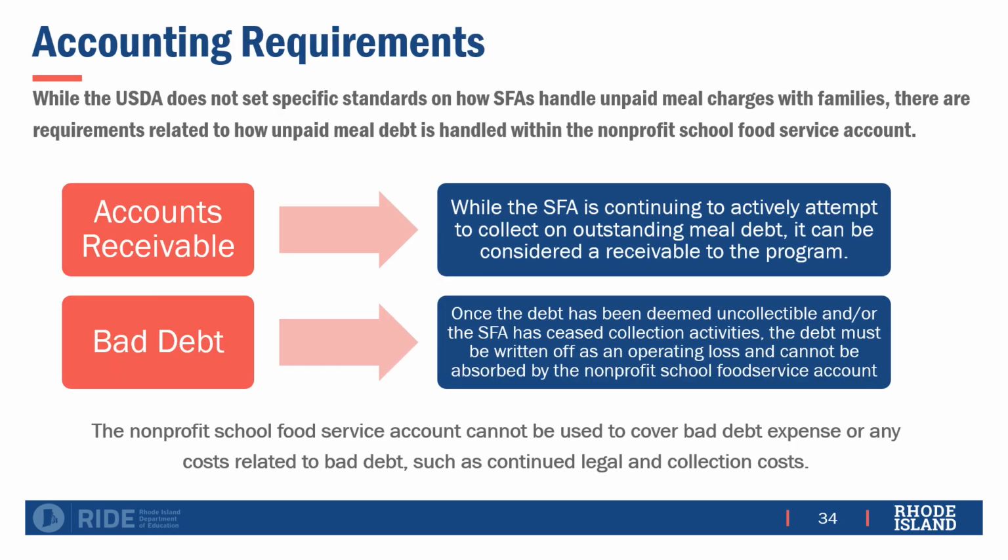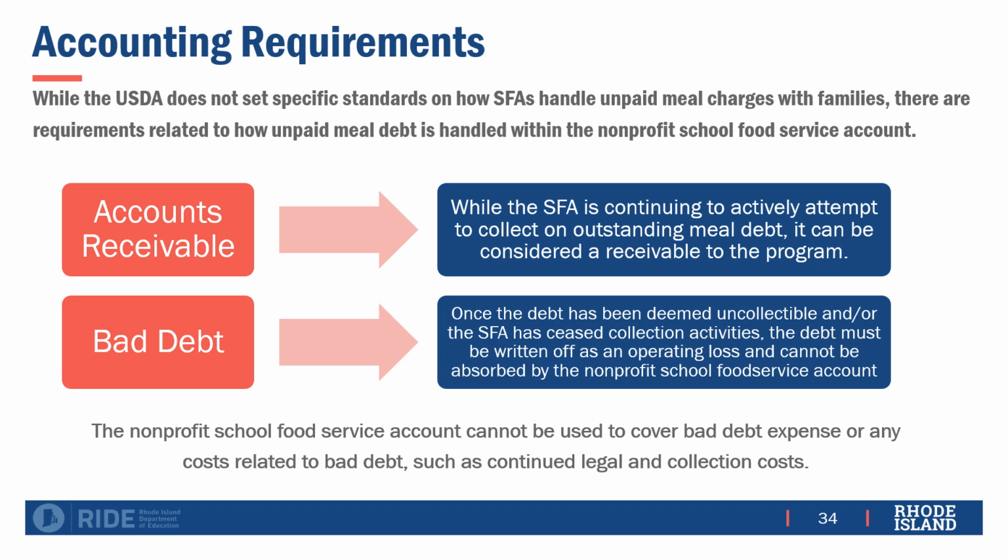Although the USDA does not set specific standards on how SFAs handle unpaid meal charges with families, there are requirements related to how unpaid meal debt is handled within the nonprofit school food service account. Unpaid meal charges may be carried over at the end of the school year, beyond June 30th, as a delinquent debt, and collection efforts may continue into the new school year. This allows SFAs to work with families to establish longer repayment plans and to continue pursuing collection efforts when students change schools in the district or move outside of the district.